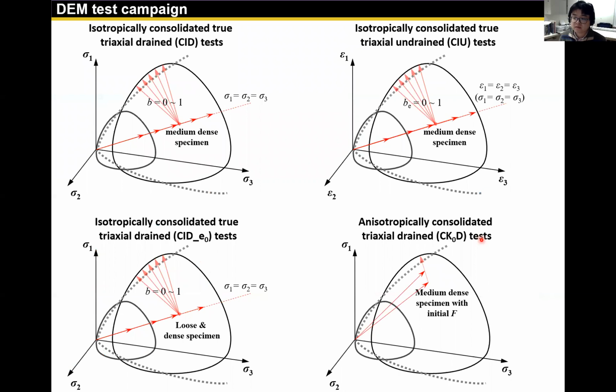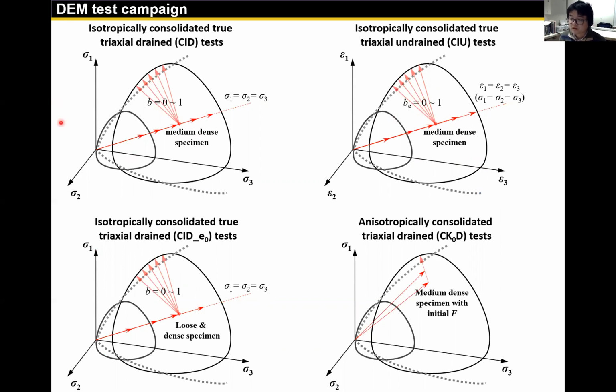So, to answer these questions, we conducted a series of triaxial tests. The loading parts of them are presented. The first one is the isotropically consolidated true triaxial drained test, also referred to as the CID test. All these tests are sheared at different intermediate principal stress ratio, b values. And the second test is the true triaxial undrained test, referred to as the CIU test, and they are sheared at different intermediate principal strain ratio, b-epsilon values.